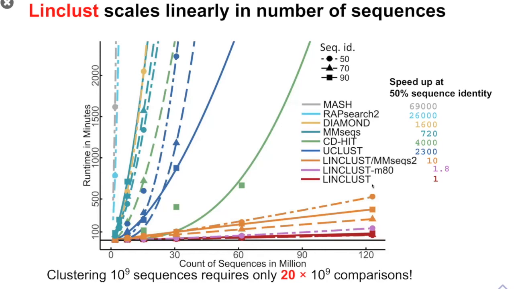We did it at 90%, 70%, and 50% sequence identity, so there are multiple parameters we have used for clustering. It's also very fast at 50% sequence identity, so it still stays linear. So the question is now, how do we achieve that? How do we make our method scale linearly and not quadratically?